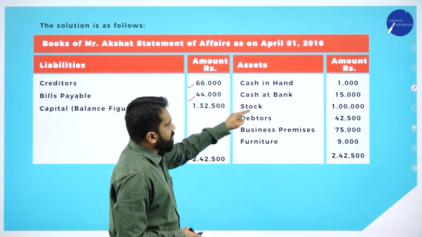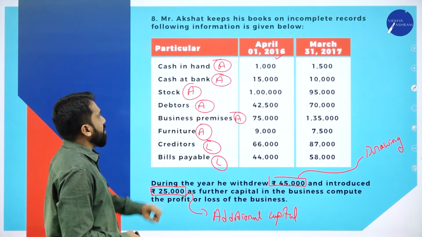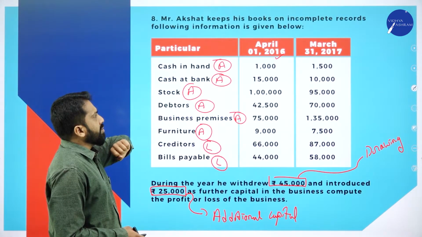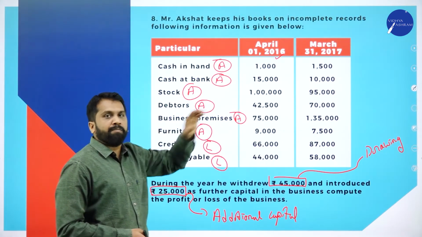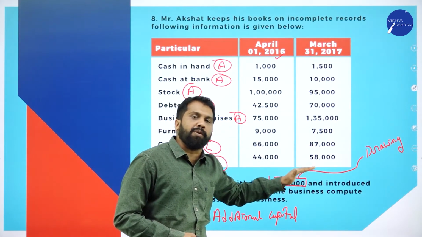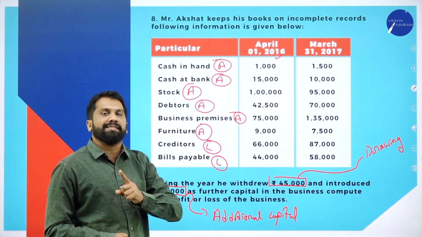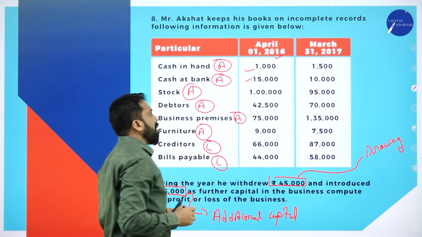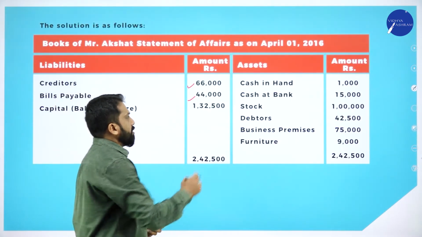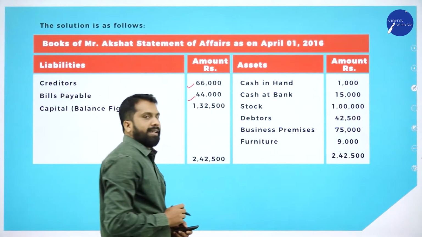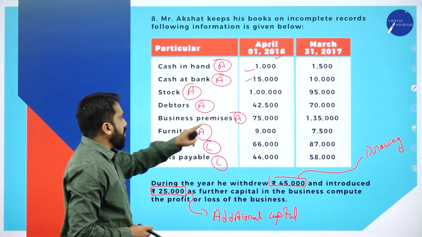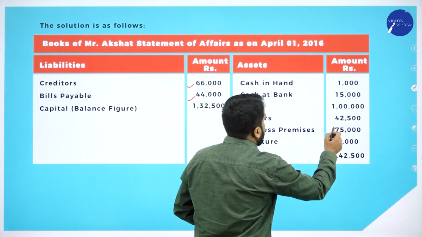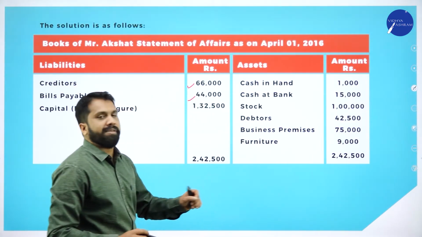Cash in hand 1,000, cash at bank 15,000. Don't see 2017. Why? Because we are doing 2016. These two things are done. Stock 1 lakh. Stock you have taken 1 lakh. Debtors 42,500. Business premises 75,000. Up to this, any doubt?